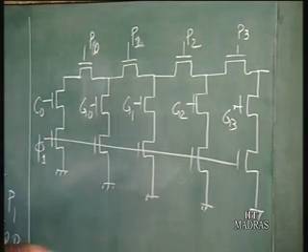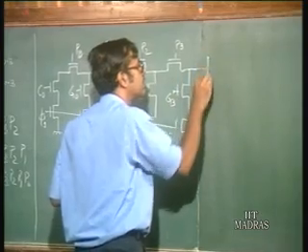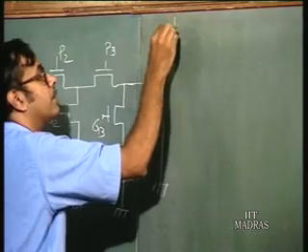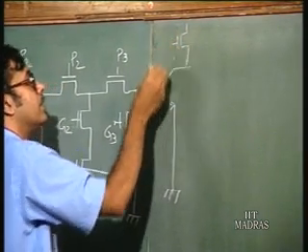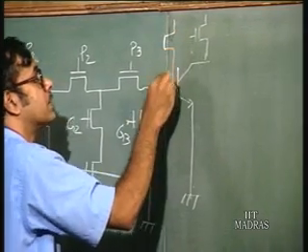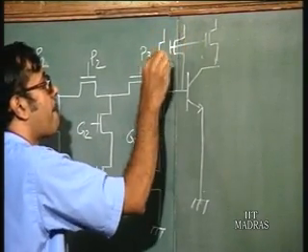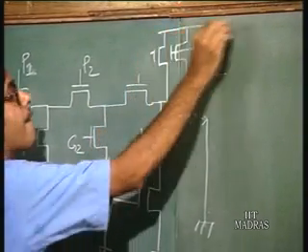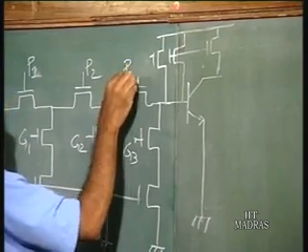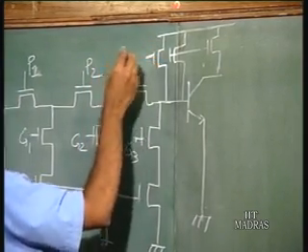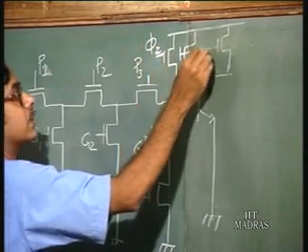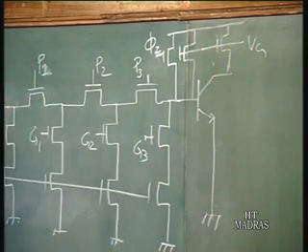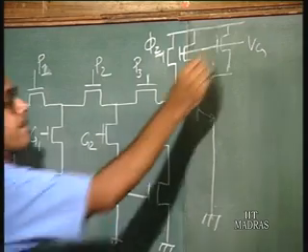Now, the difference between this circuit and the CMOS circuit is that you have a bipolar transistor here, and you have some MOS transistors here. This is phi 2, say. So, these are certain MOS transistors with certain fixed gate voltages. So, this is VDD.